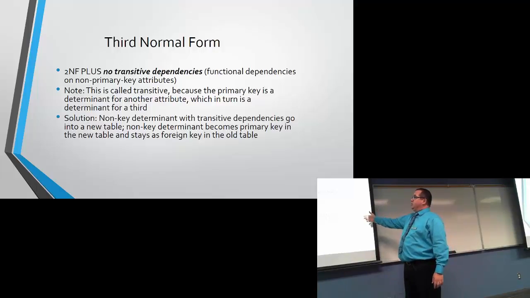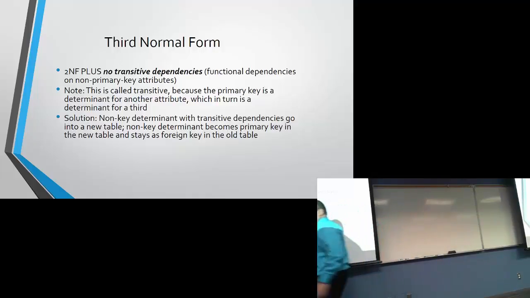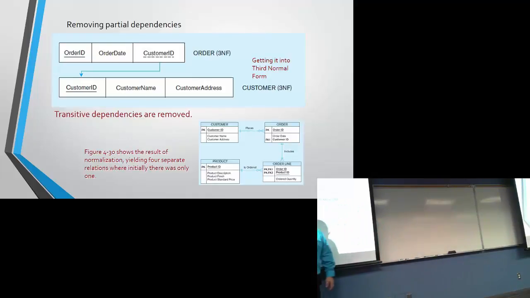And then essentially anything that's a non-key determinant, in other words, what they call the determinant is the customer number, is a determinant because the customer name depends on the customer number, but it's not part of the primary key. Therefore, it's a non-key determinant. If it's a non-key determinant, break it out, put it somewhere else. And we end up with something that looks like this.